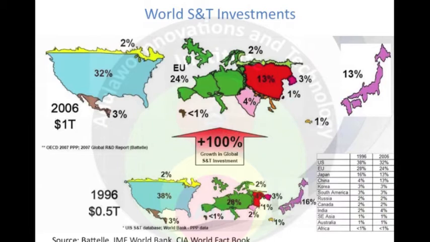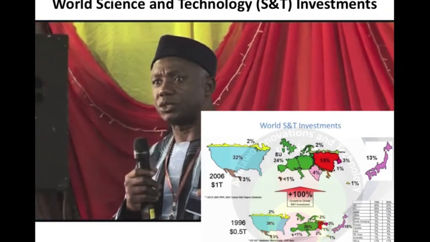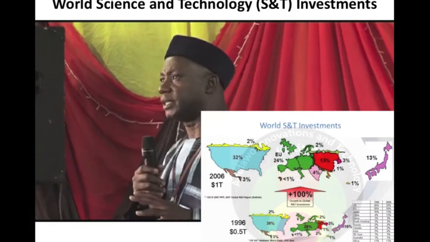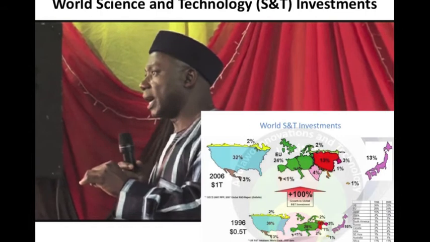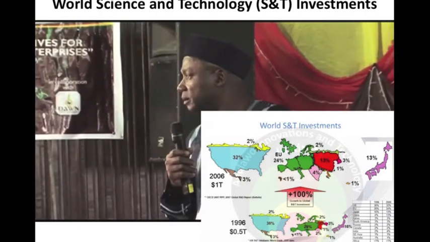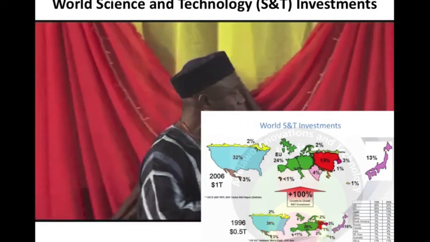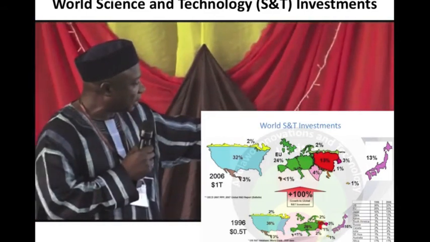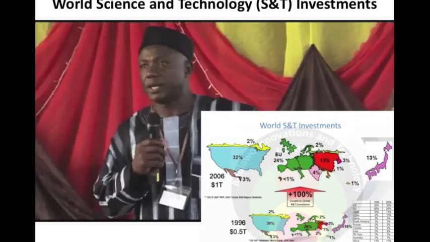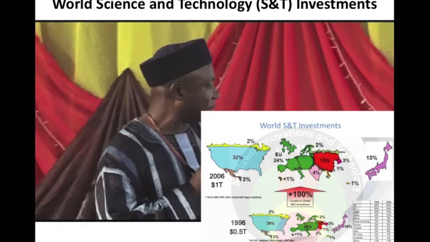Now, if you were to scale the map of the world based on how much of these science and technology investments are being made by different countries, this is what the map will look like. Of course, these are two snapshots. One was done in 1996, another one in 2006. There's nothing typical here. There's nothing here that you cannot find online. In fact, I give you references.